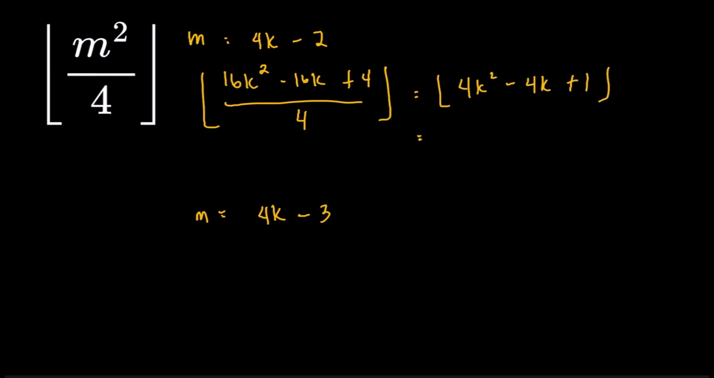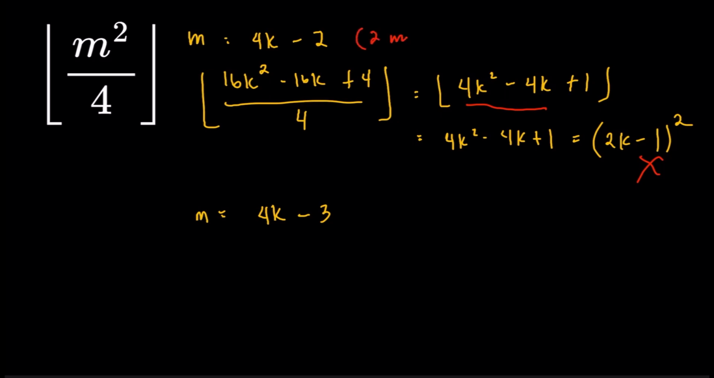And, well, this is just an integer already because 4k squared and 4k, they're just integers. So 4k squared minus 4k plus 1, the floor of that is just 4k squared minus 4k plus 1. And this is pretty obvious to be a perfect square. So, well, no prime numbers are perfect square anyway, so this case is just impossible. All right, now finally we have the m equals 4k minus 3 case. So let's try m equals 4k minus 3. By the way, this was the 2 mod 4 case, and now we're considering the 1 mod 4 case.